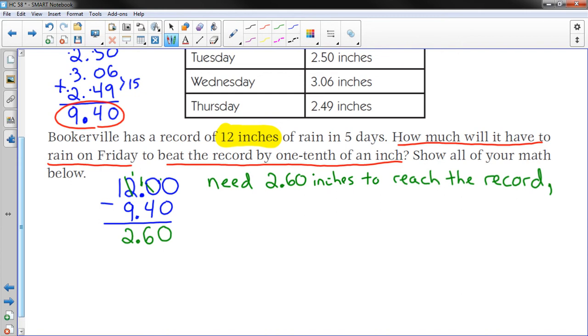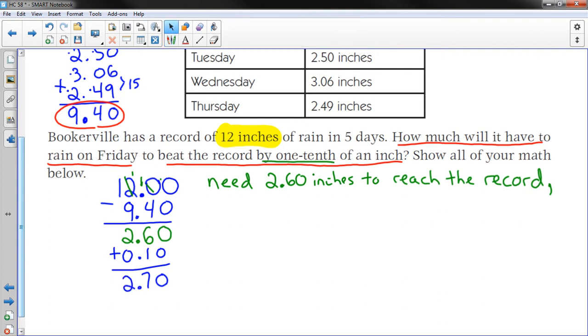No, we haven't, because the question says, how much do they need to beat the record by 1/10? So we're not quite done yet. So we need to add a tenth to that. So to add a tenth to that, 1/10 would be simply this, because we need to beat it by 1/10. That's our answer right there. So I'm going to add a little more to that sentence. So, how would I say that?